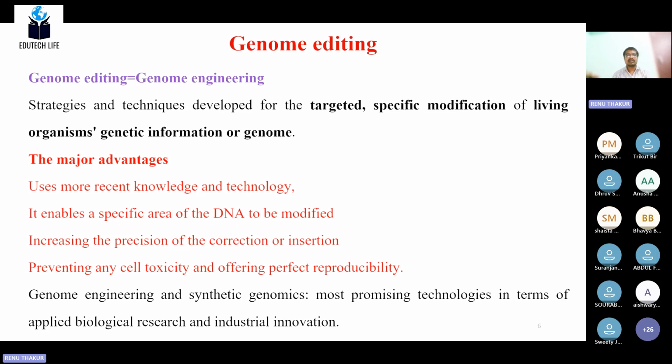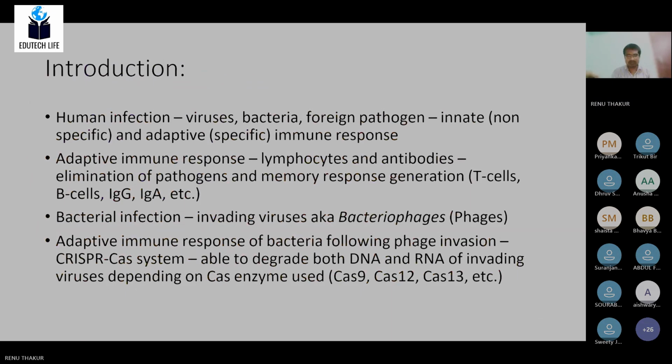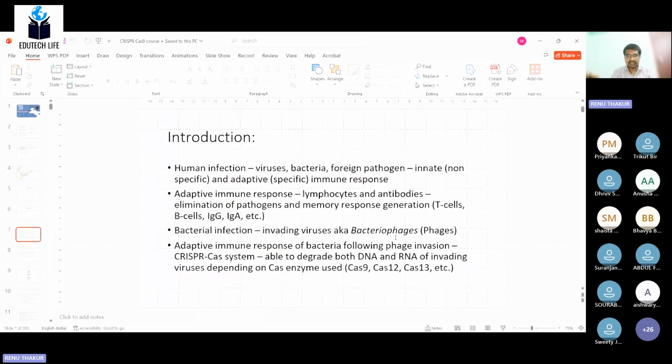Coming to the introduction, how many immune systems are present in our body? In our body, what are the immune systems which we have? Active and passive acquired immunity. Anyone, one candidate please.